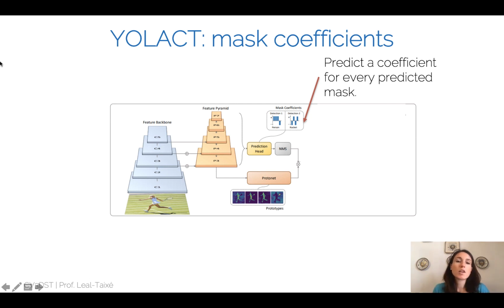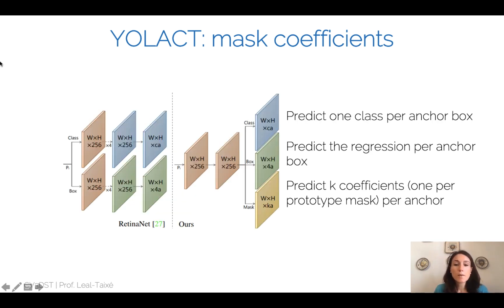So once this Protonet has generated the mask prototypes, we have another network that predicts a coefficient for every predicted mask and judges how reliable the mask is. So the mask coefficients are essentially intertwined with the box predictions. We have a series of anchor boxes, and one can predict the class of the anchor box, a regression to fit this anchor box tightly to the object, and then these K coefficients, one per prototype mask and per anchor.